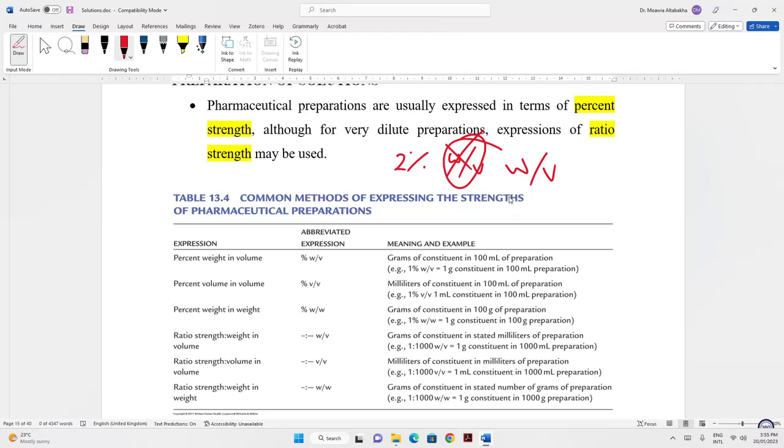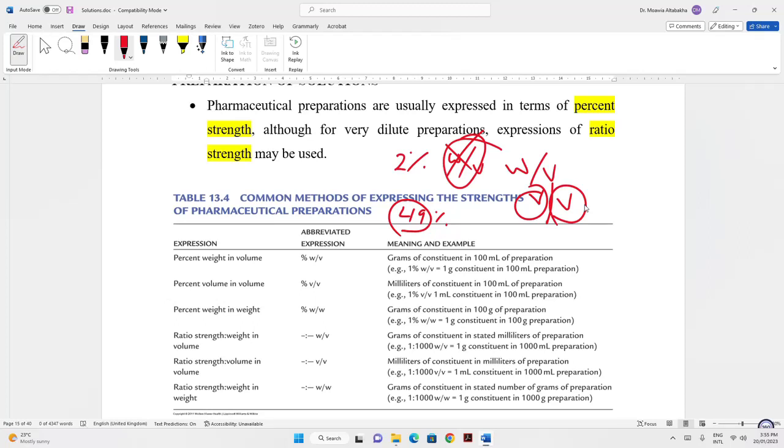Okay, sometimes someone might ask me, give us another example where it's V by V, volume by volume. For example, if I tell you hydroalcoholic solution, meaning alcohol mixed with water, and I tell you this hydroalcoholic solution, the content of alcohol is 49%. If you remember, this is the approximate concentration of alcohol in diluted alcohol. In this case you have 49 ml in 100 ml of the solution.